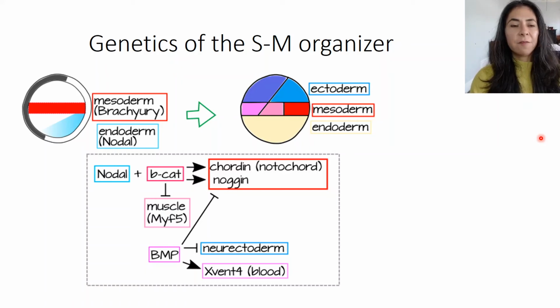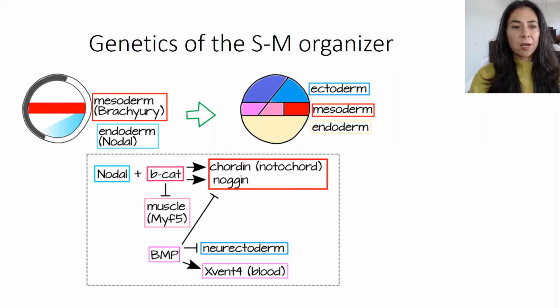Okay, so that's converting these nodal minus cells into mesoderm. So this is going to basically be this stripe layer right on top of these endodermal cells, which are expressing nodal in this graded pattern. And so nodal is now expressed in this gradient just in the endoderm with a stripe of brachyury expressing mesoderm right on top of it.